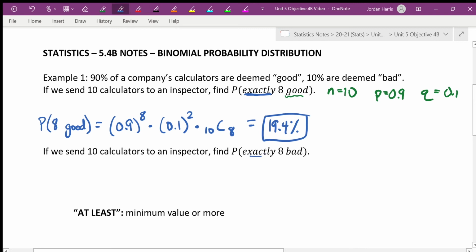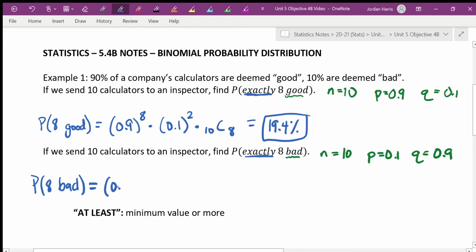Okay? And then one thing to recognize with this is you really need to pay attention to the question. This seems like the exact same question, but it's a very different answer because now we are looking for bad. So make sure you're really careful when defining your success versus your failure. So we still have 10 calculators. This time my success is 0.1 and my failure is 0.9. And you'll see how drastically this changes. So if I have the probability of 8 bad, it's 0.1 to the 8th times 0.9 to the 10 minus 8, which is 2, times 10C8. It seems very similar. Just flip those two. But this is going to give you a vastly different answer.